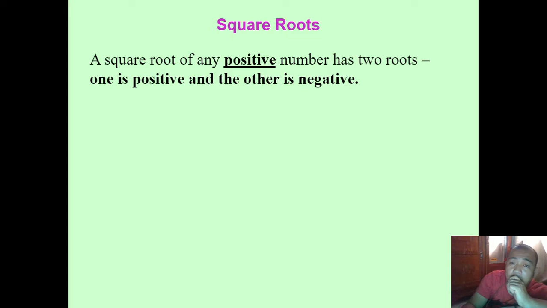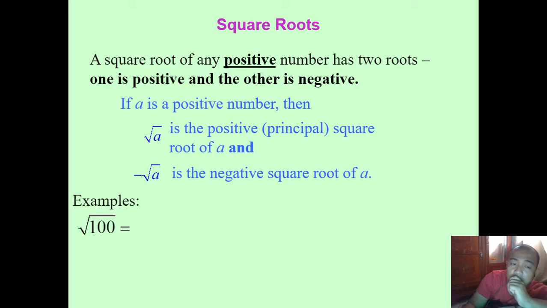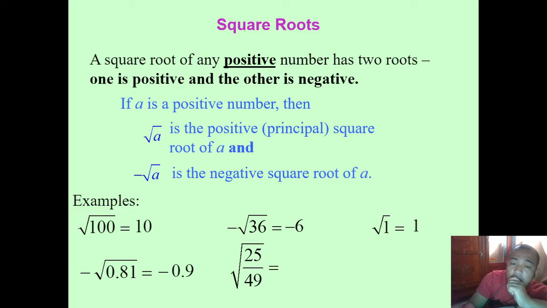Square root of any positive number has two roots. One is positive and the other is negative. If a is a positive number, then square root of a is the positive or the principal square root of a. And negative square root of a is the negative square root of a. Examples: square root of 100, 10. Negative square root of 36, negative 6. Square root of 1, 1. Negative square root of 0.81, negative 0.9. Square root of 25 over 49 is 5 over 7. Square root of negative 9, non-real number.